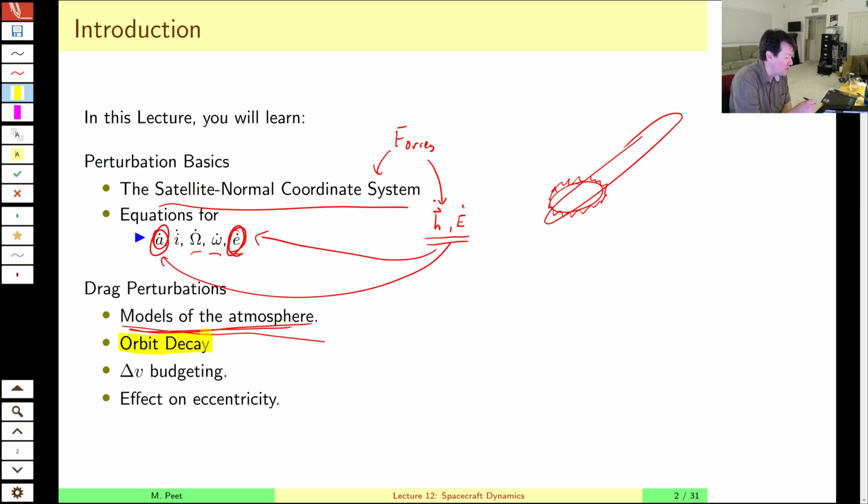And of course, that has major implications for how much delta V you need to maintain if you don't want your spaceship or your space station or your little CubeSat to fall out of the sky relatively quickly. And then there's not as much we can say about this quantity, eccentricity, but we will get into that as well, just to help us understand the problem a little bit better.